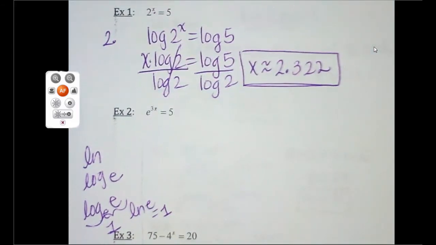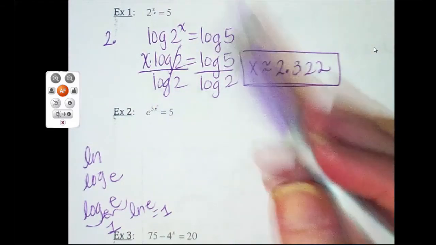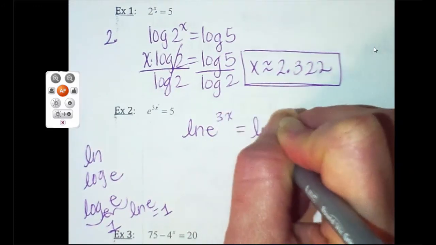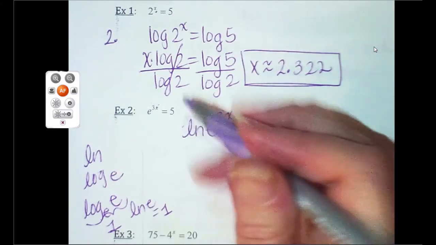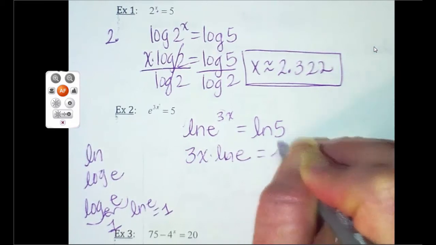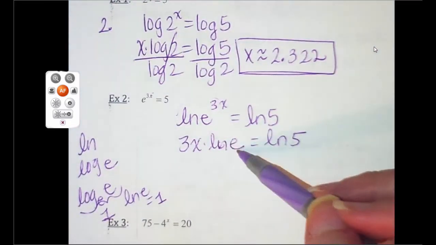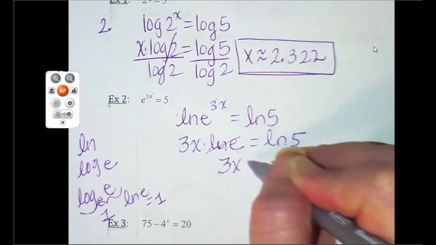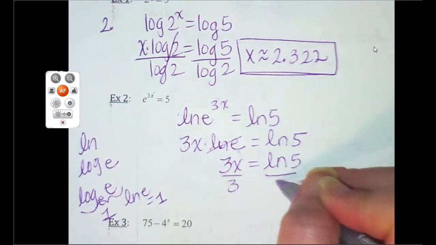So when you see e with an exponent on it, undo it by natural logging. So here I'm going to take the natural log of e to the 3x, and that equals the natural log of 5. I have an exponent on a log, I swing it down front. 3x times the natural log of e equals the natural log of 5. And again, the natural log of e is 1, so this is 3 times x times 1, or 3x equals natural log of 5. Get x alone by dividing by 3.